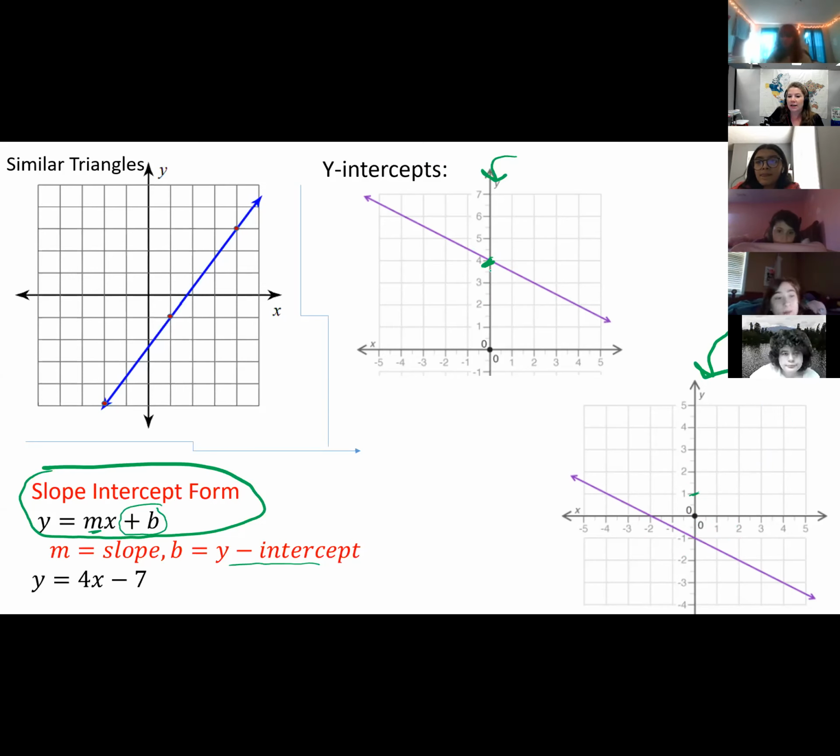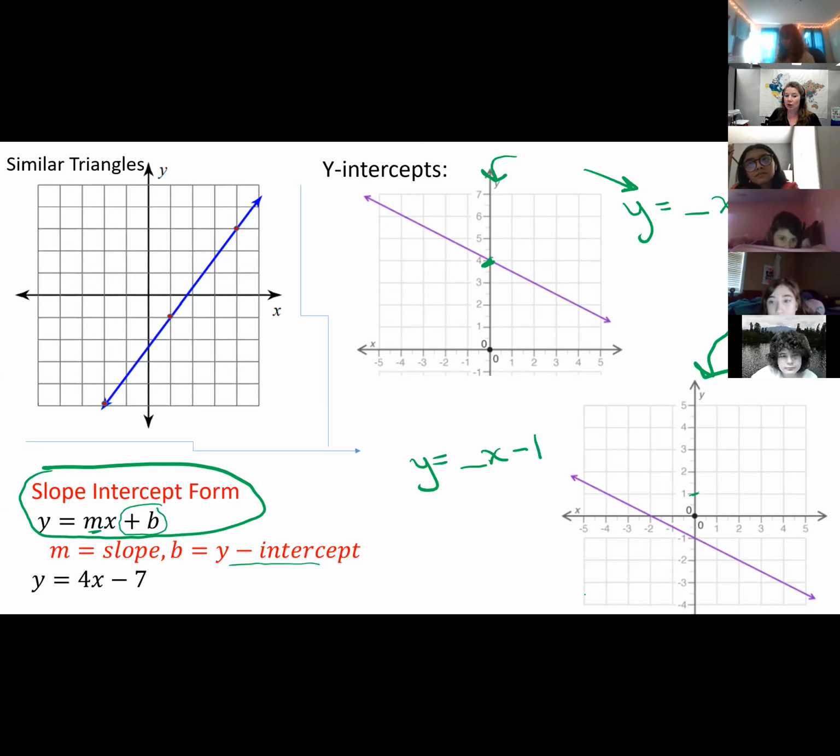So on this graph, I don't know what my slope is right now, something times x, but I know my y-intercept is +4. Okay. I almost have written the entire equation just by looking at where the y-intercept is. On this graph down here, I'm not sure what the slope is yet, but I know it's a number times x, and I know that the y-intercept is -1.